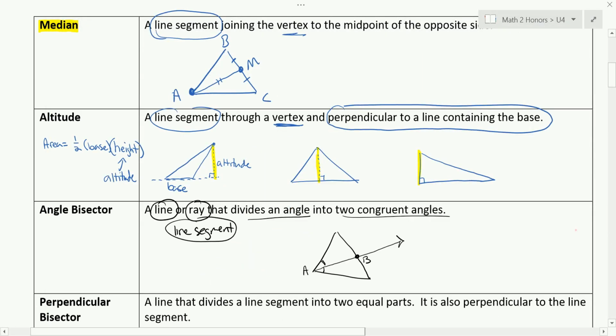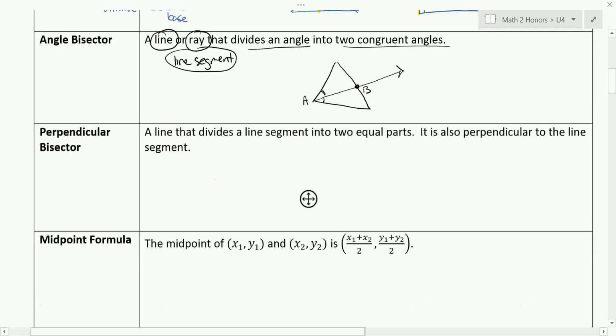And then the last thing, perpendicular bisector. Perpendicular bisector does 2 things. Okay. First of all, perpendicular bisector bisects. It cuts a segment into 2 equal parts. Second thing, it's perpendicular to that line, right? So perpendicular bisector looks something like that, right?